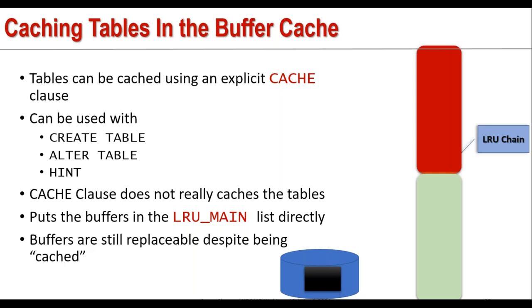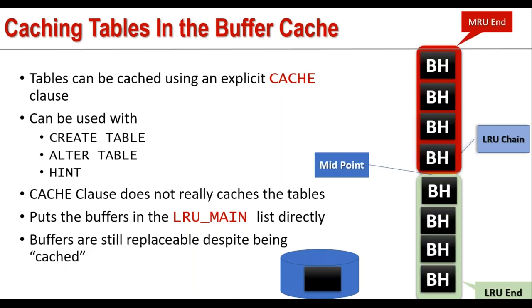So this is what we did mention, that you have a midpoint. If a buffer is accessed from the disk, this buffer goes from the disk to your midpoint. But if you use the cache clause, instead of the buffer going to the midpoint, the buffer goes to your top end. Now, you already know that the buffer which goes to the top end is going to be reset by Oracle with the parameter that we just discussed.